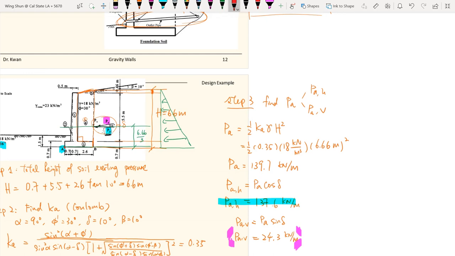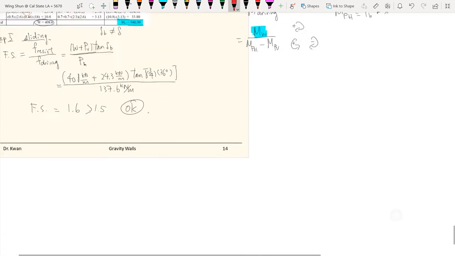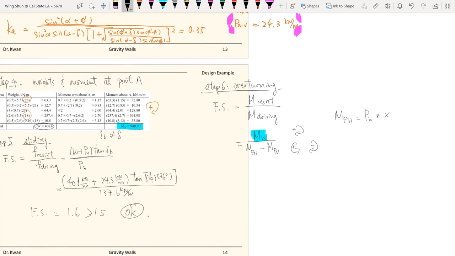And for the vertical loading, which is from here to here, the moment arm here is 4 meters, pretty much the base of your footing. So the vertical loading moment will be equal to the vertical force times y, where this is 4 meters, and here is 6.66 meters divided by 3. So that's what we got for the moments.